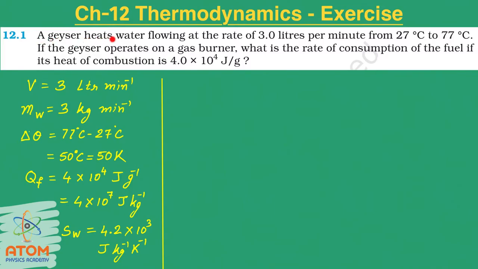A geyser heats water flowing at a rate of 3 liter per minute from 27 degrees Celsius to 77 degrees Celsius. If the geyser operates on a gas burner, what is the rate of consumption of the fuel if its heat of combustion is 4 into 10 raised to 4 joule per gram?